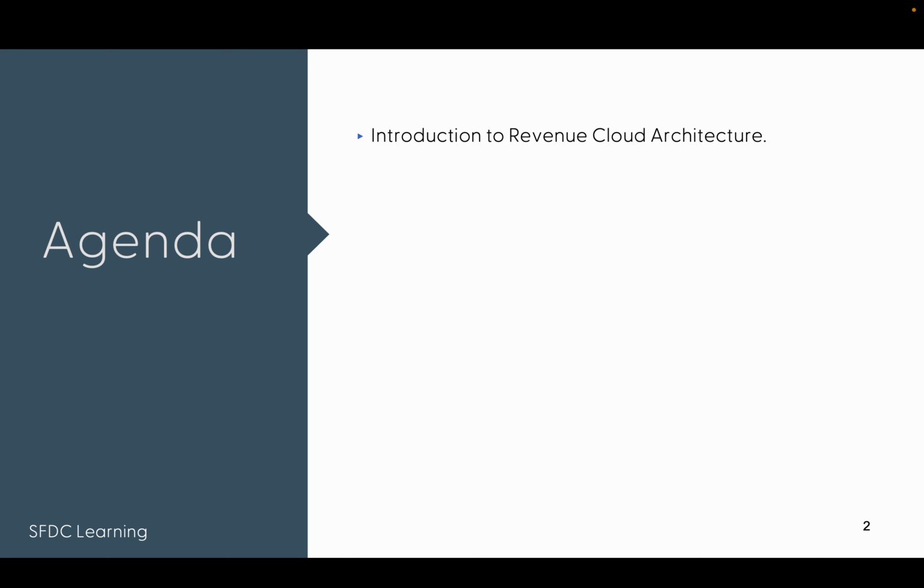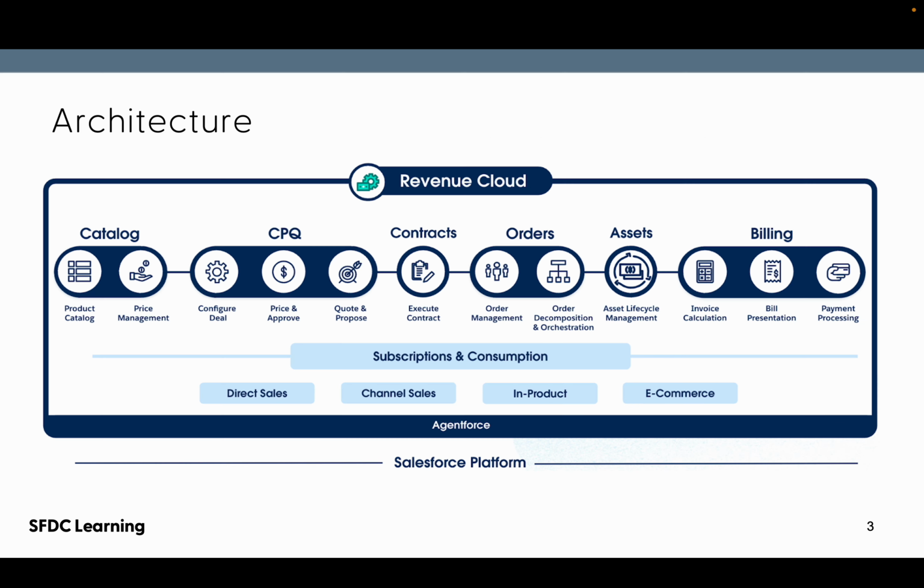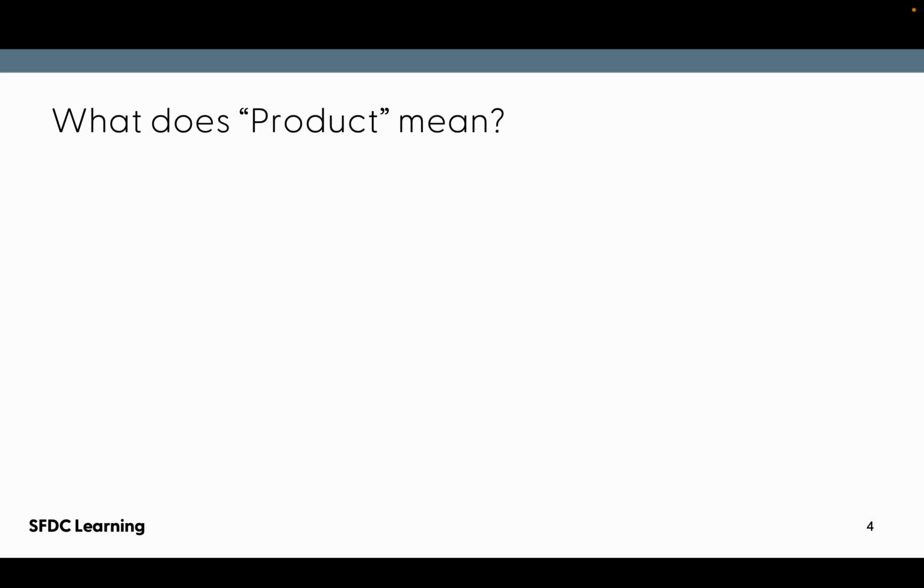First of all, we are going to see an introduction to Revenue Cloud architecture. We're going to see what is product categorization. We'll see what are the dynamic bundles and a use case around it. So the architecture of Revenue Cloud Advanced contains CPQ, contract management, order management, asset management, and billing management. We have already talked about this architecture in my previous videos, so I'm just skipping it to save time.